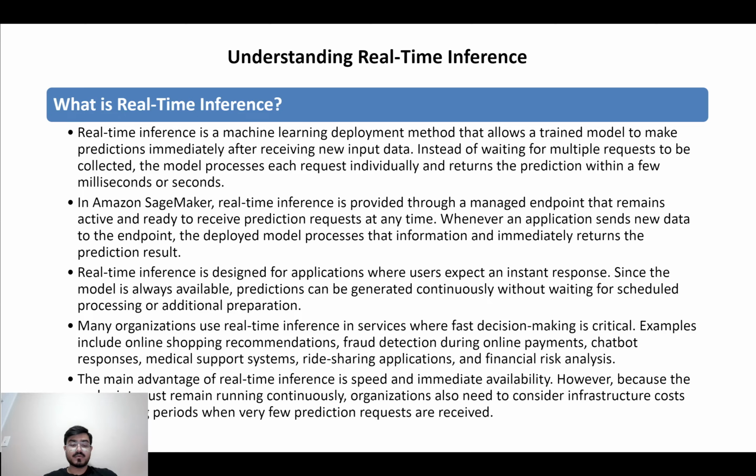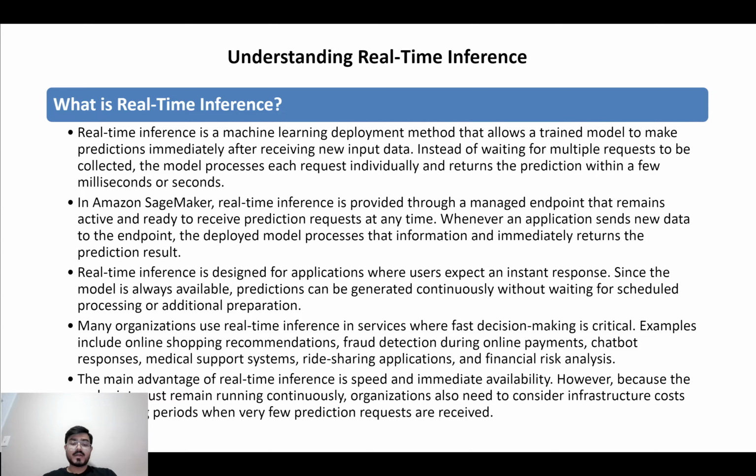Think about using Google Maps. When you enter your destination, you don't want to wait 10 minutes to see the route. You expect the results almost instantly. Machine learning works the same way. When the application sends new information to a deployed model, the model processes that information immediately and sends back a prediction within a few seconds or sometimes even milliseconds.